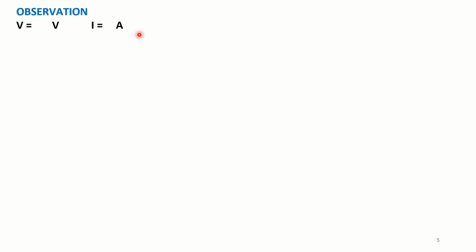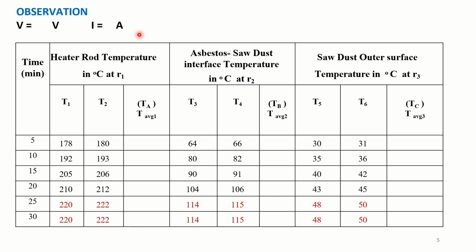The next step of observation, temperature data. So T1 and T2 are pipe surface temperature. T3, T4 are asbestos sawdust interface temperature. T5 and T6 are outer surface temperature. TA is the average between T1 and T2. TB is the average between T3 and T4. TC is the average between T5 and T6.